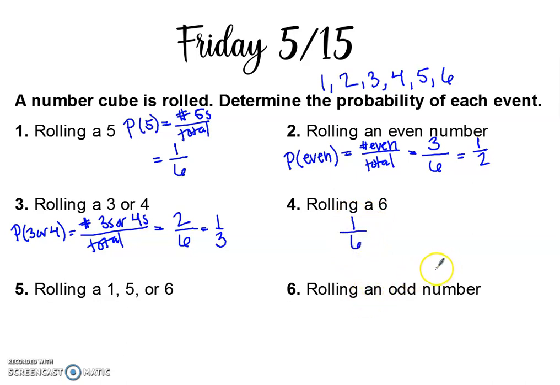Rolling a 1, 5, or 6. So there's 1 1, there's 1 5, there's 1 6, there's 3 favorable outcomes out of the 6 total, but I can reduce that to 1/2. Rolling an odd number. 1, 3, and 5 are odd. There are 3 favorable outcomes out of the 6 total. Again, reduce.